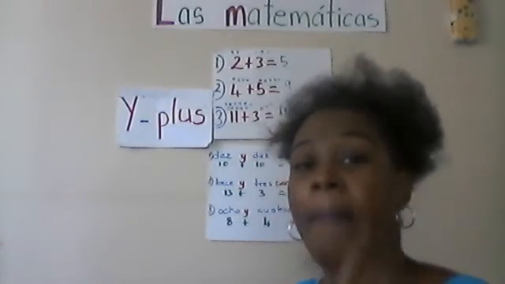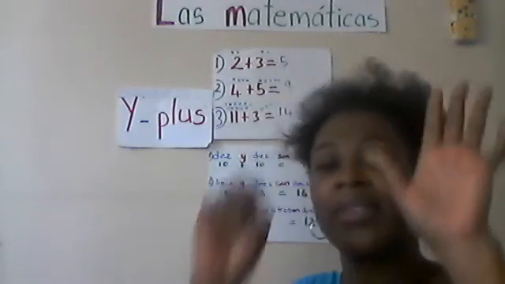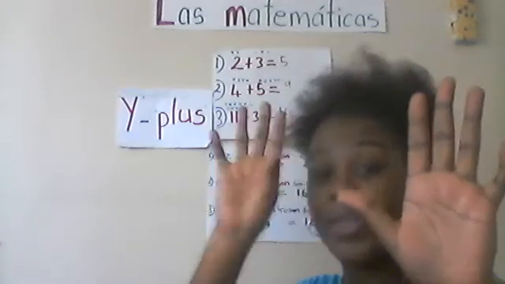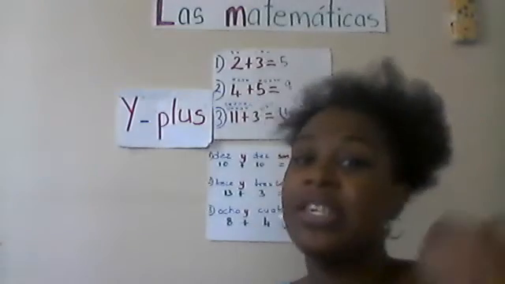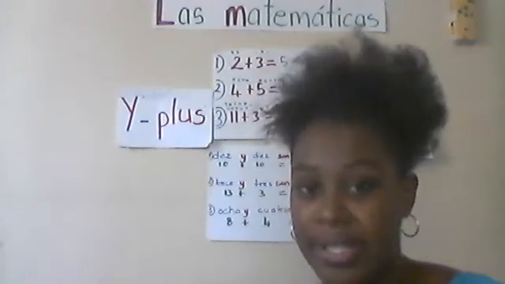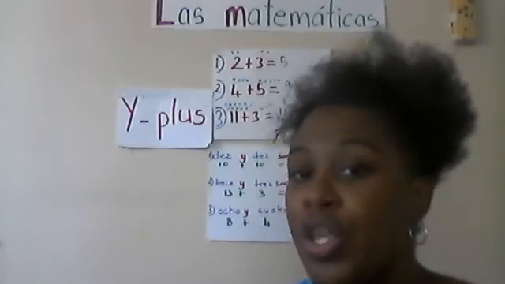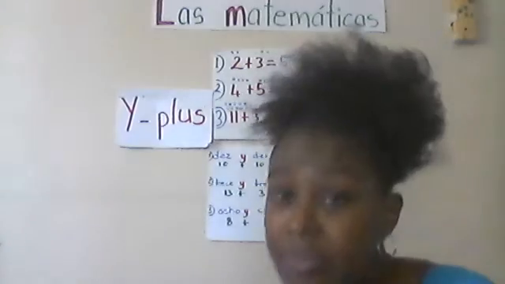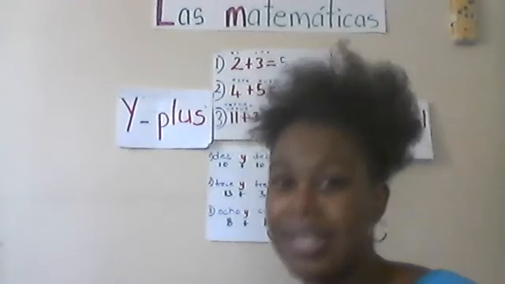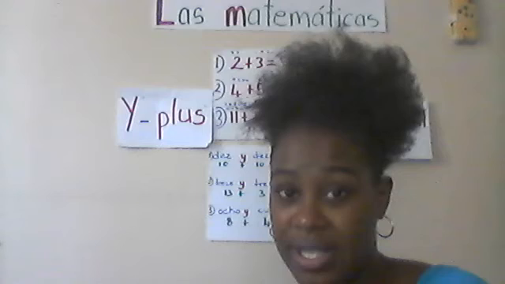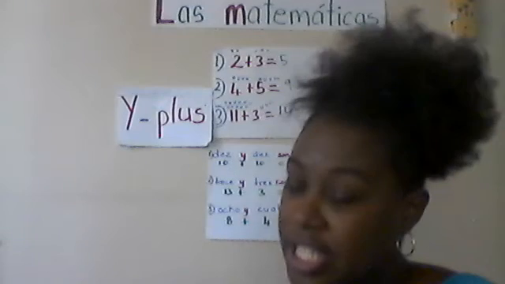So it's 1, 2, 3, 4, 5, 6, 7, 8, 9, 10, 11, 12, 13, 14, 15. Now it starts with a Q, but it's pronounced like K, like queen. So 15, 16, 17, 18, 19, and 20.